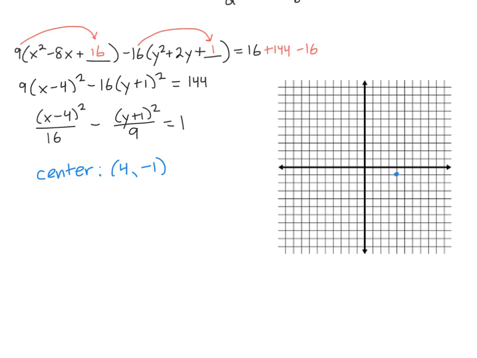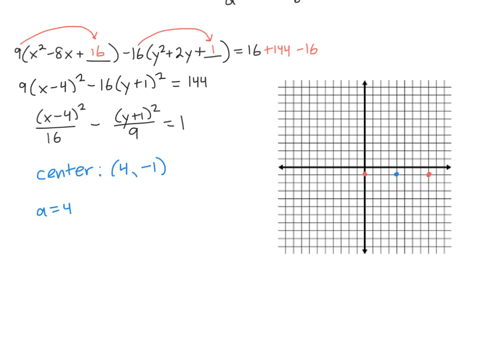So now that we know that it is a horizontal hyperbola, we know that our A value will tell us where our vertices are, and they're going to be to the right and left of our center. So here I can see that A squared is 16, which means that A equals 4. So from the center, I'm going to go 4 units to the right, and I'm going to put a vertex, I'll do it in red, and then 4 units to the left. So those are my 2 vertices.